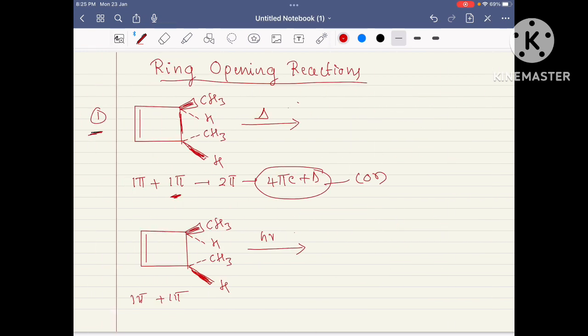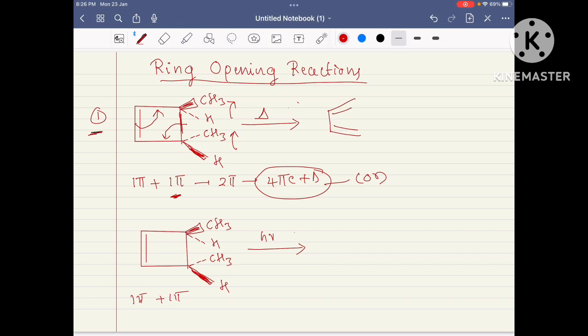So this will be shifted here. This will be shifted here. So the basic product is this one. But the challenging thing here is stereochemistry. Conrotatory means moving in the same direction, rotating in the same direction.